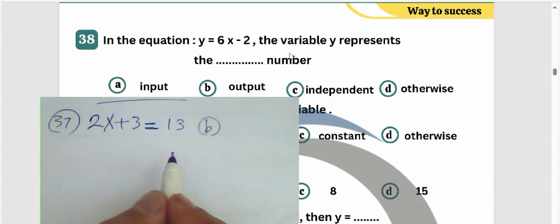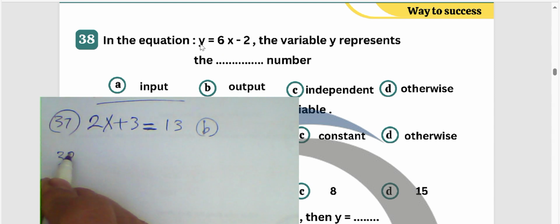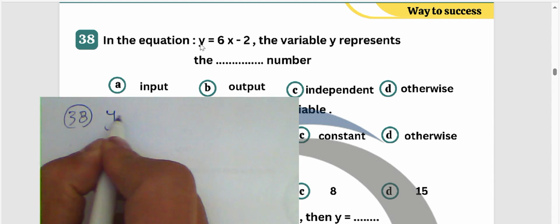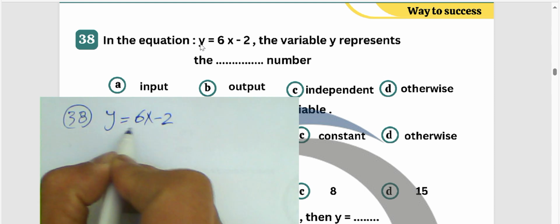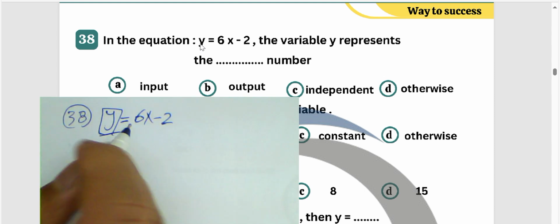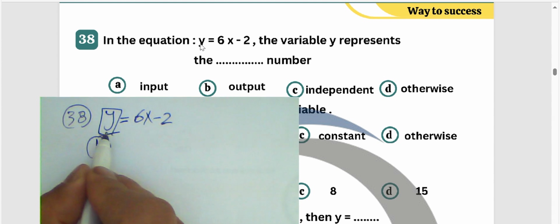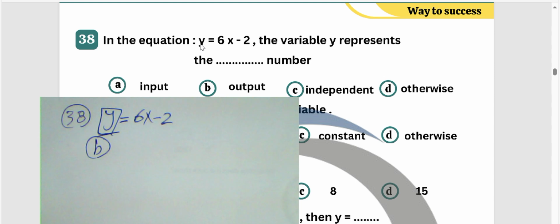Number 38. In the equation y equals 6x minus 2, the variable y represents what? Y, we call it dependent or independent. We have here output. We call y here output or dependent. It's output. Y equals 6x minus 2. We call y here dependent or output. Choose letter B. We call it output. Output here will be letter B about question 38.